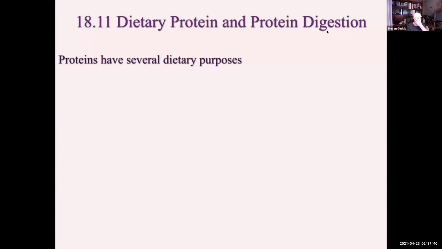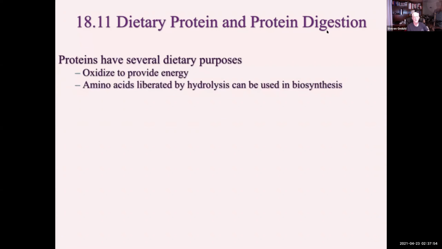Okay, we've got to be able to break down these proteins to provide fuel for our bodies. So proteins have several dietary purposes. Okay? We oxidize proteins to provide energy, to form ATP. Amino acids liberated by hydrolysis can be used in biosynthesis. Remember, a protein is only a long polypeptide chain made of amino acids joined by peptide linkages or peptide bonds. Okay? We hydrolyze those bonds, we add water back to it. We put an H on one and an OH on the other, we open that back up, and we break our amino acids back into individual amino acids. And we can use those amino acids to make proteins for our body.